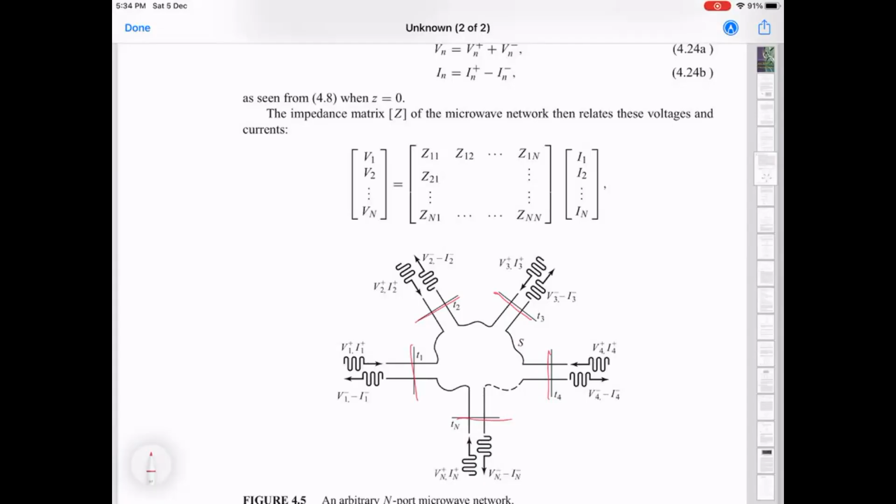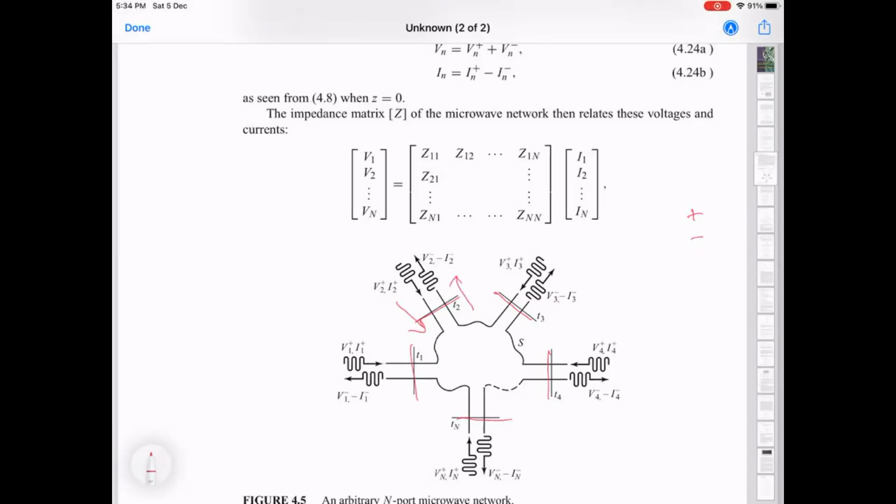Once you define that, there are well-defined quantities, which are the incident wave and the reflected wave. Now the convention: I was telling you that right-going is plus and left-going is minus. That's actually not the strictest definition. The correct definition is that plus is the direction going into the network, and minus is the direction leaving the network.